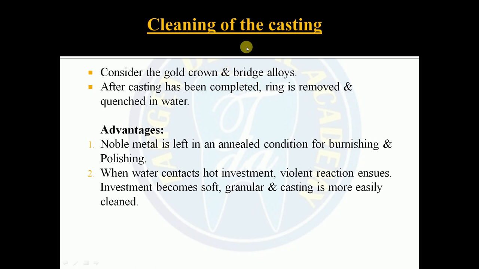Coming on to the cleaning of the cast. Consider the gold crown and bridge alloys. After casting has been completed, the ring is removed and quenched in water. Advantages are that the noble metal is left in an annealed condition for burnishing and polishing. When water contacts hot investment, a violent reaction ensues. The investment becomes soft and granular, and the casting is more easily cleaned.